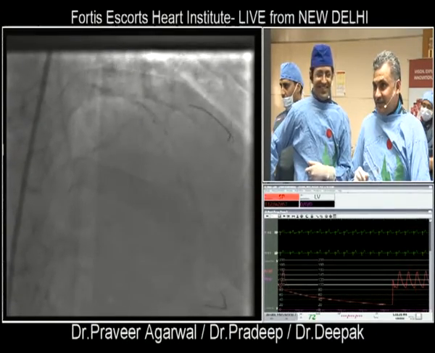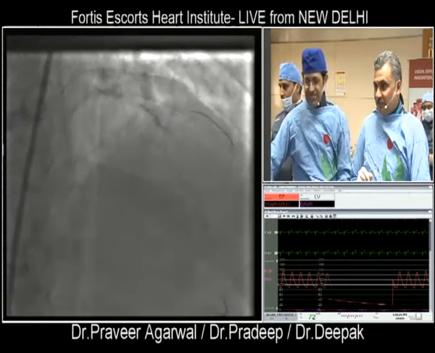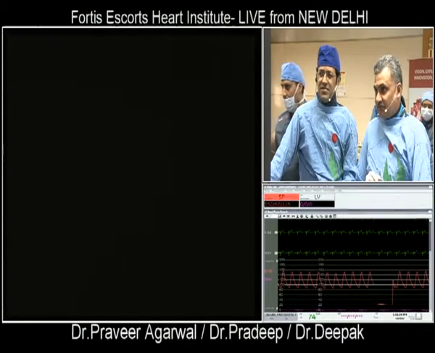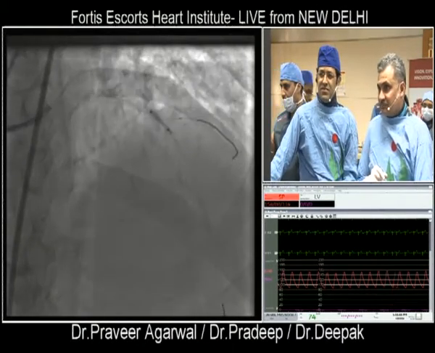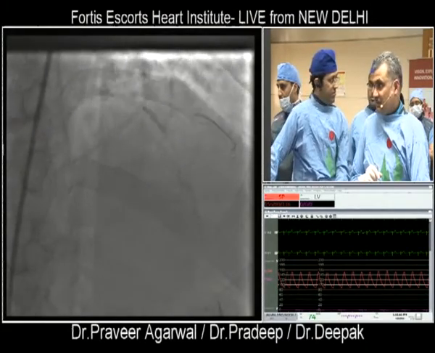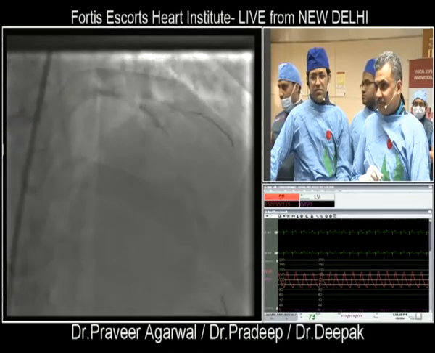Two and a half, three. Three and a half, four. Four and a half, five. You see the fibrosis? Can you see the fibrosis on the balloon? Five and a half, six. Six and a half, seven. Seven and a half, eight. Eight and a half, nine. Nine and a half, ten.